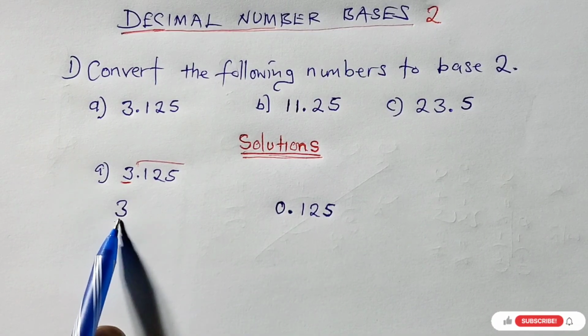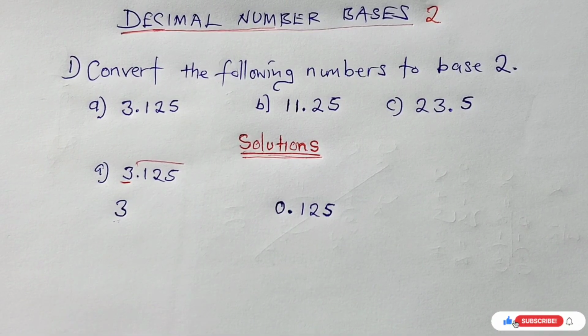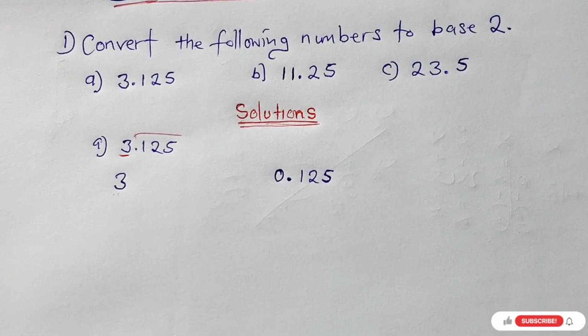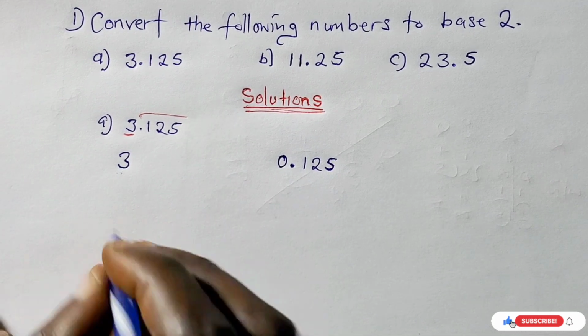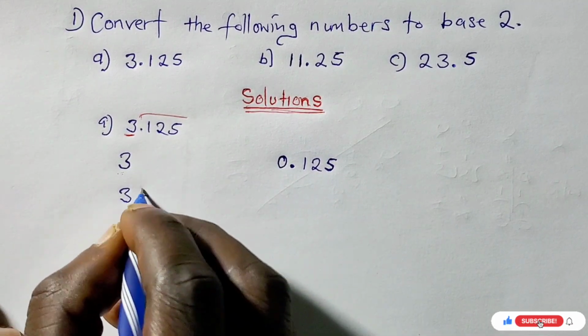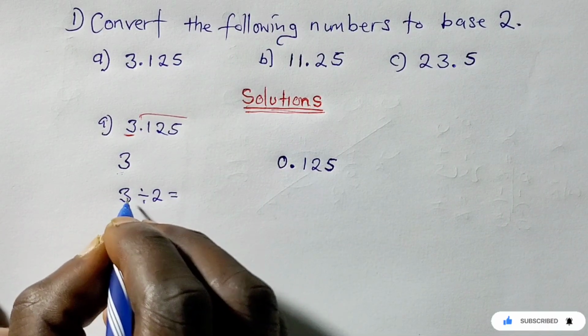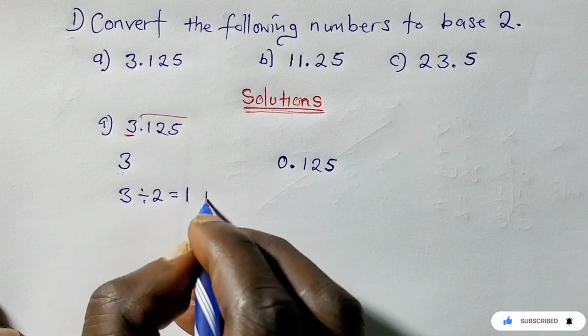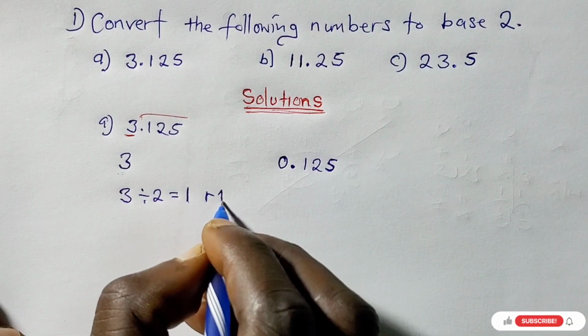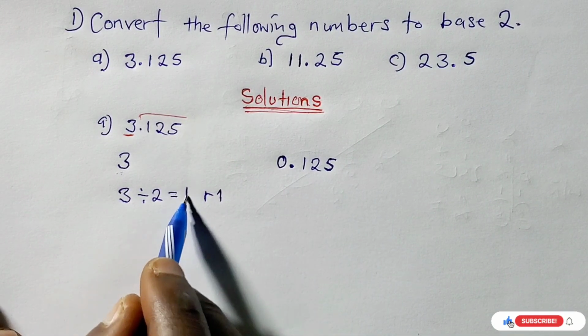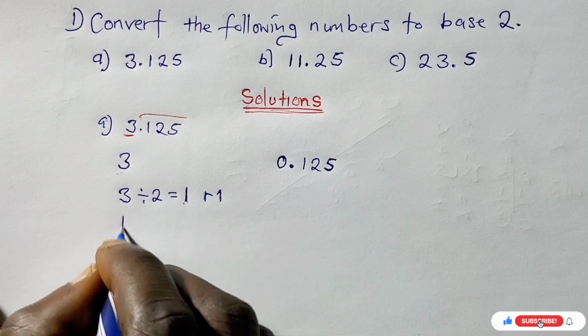This is an integer, which is a whole number here. So what do you do with an integer? We divide by the base, which is 2. Okay? So we are going to divide, and this is exactly how to divide. 3 divide by 2. 2 into 3 is 1, remainder 1. Okay? Then, since the answer here is 1, we're going to write 1 here.